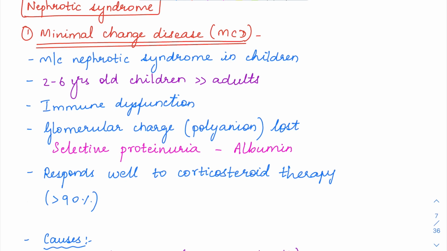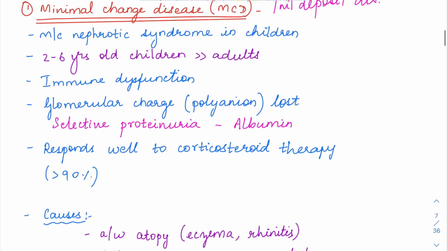Another name for it is nil deposit disease, because there is not going to be any kind of deposition in the glomerulus. This is the most common nephrotic syndrome seen in children, and usually it affects 2 to 6 year old children. Adults can be affected too, but it is most common in children. All of us must have seen nephrotic syndrome cases during our pediatric posting.